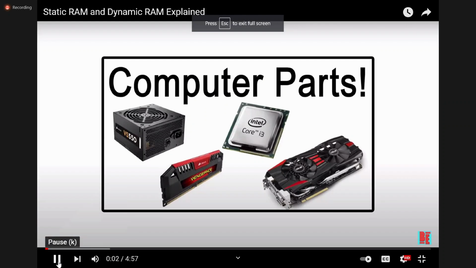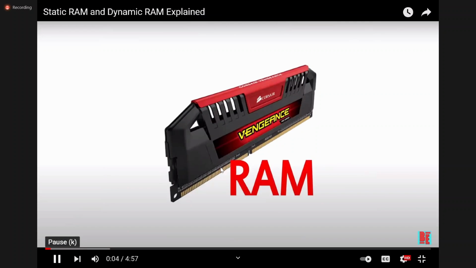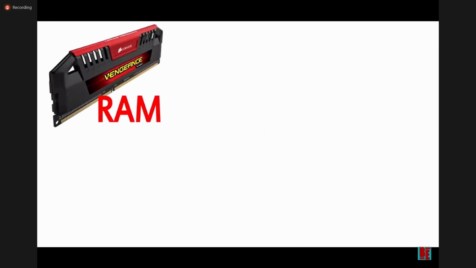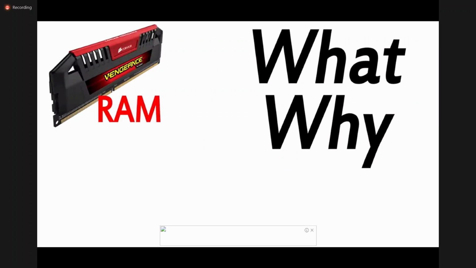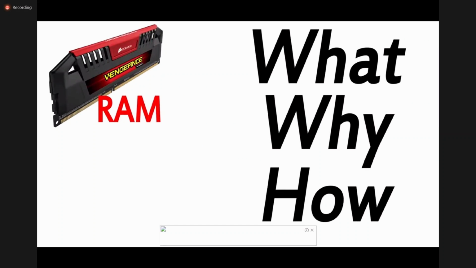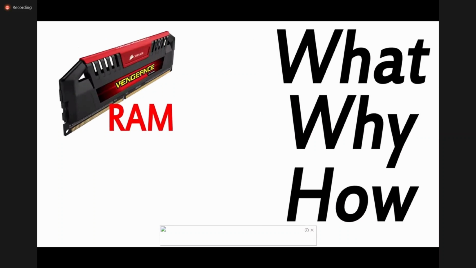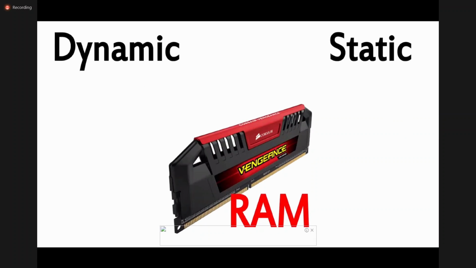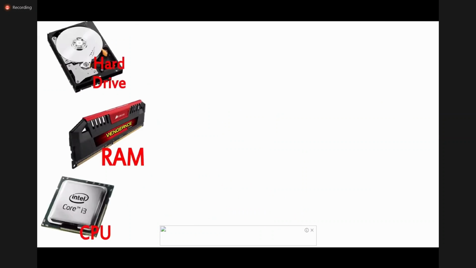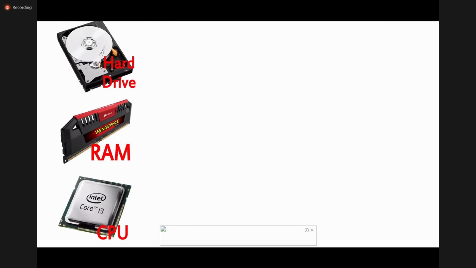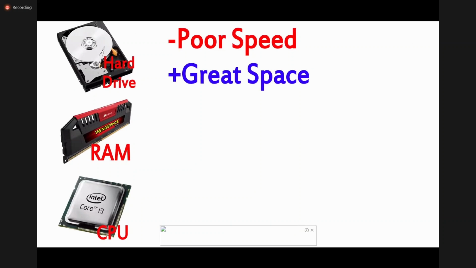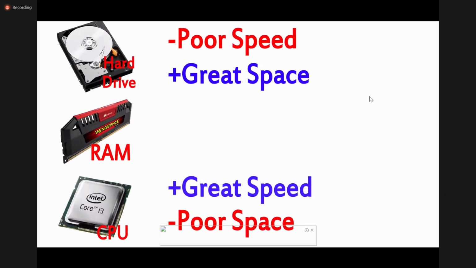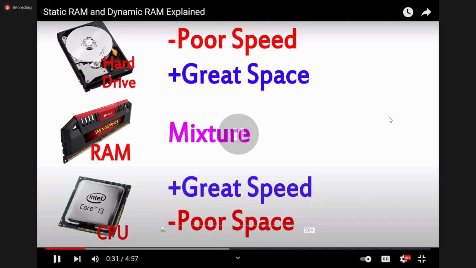That's what RAM is and the role that it plays. In this video, I will be going a bit more in depth into this component, explaining precisely what, why, and how it does what it does by going into the two main subcategories of RAM, dynamic RAM and static RAM. To give a brief refresher, RAM is a bit of a middle ground. Hard drives are very slow but store a ton of data, while processors are extremely fast but store hardly any data. Random access memory is a mixture of the two.